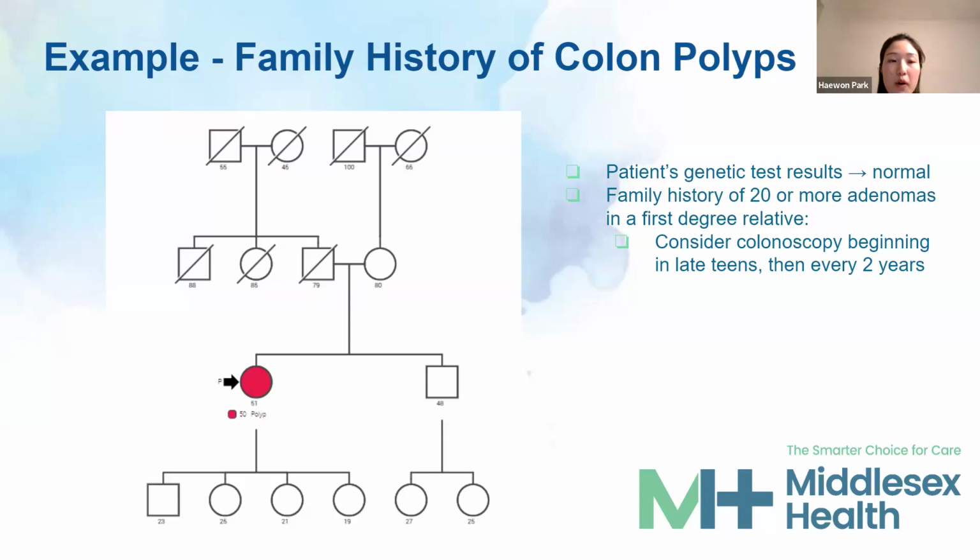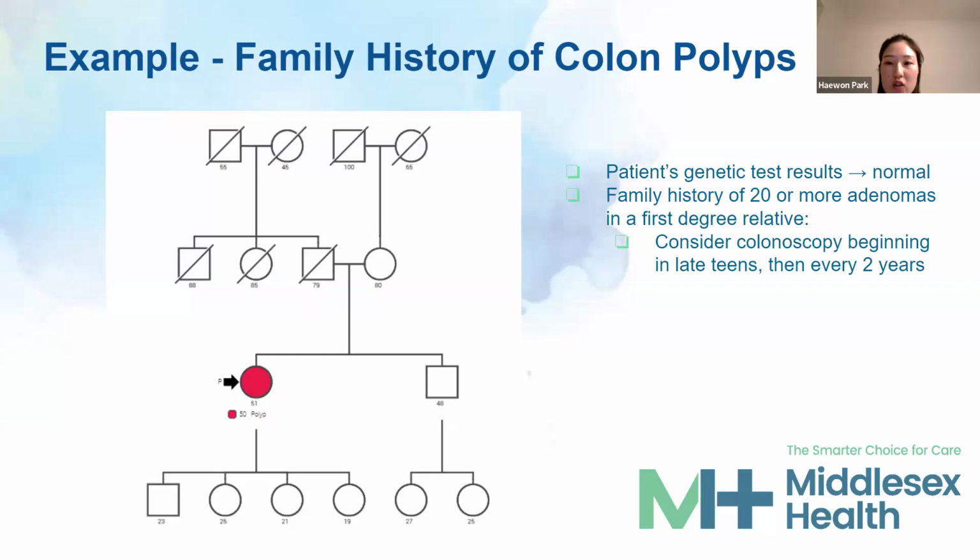But based on her personal history of 25 adenomas, the recommendation is to continue colonoscopy every 1 to 2 years. And she also has 4 children, so 3 of them are in their 20s, and she also has a daughter who's a teenager. And so based on our patient's history of multiple adenomatous colon polyps, her children are actually recommended to start colonoscopy earlier as well.